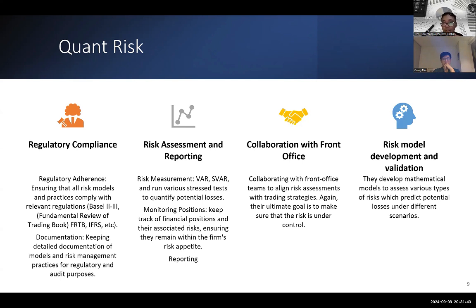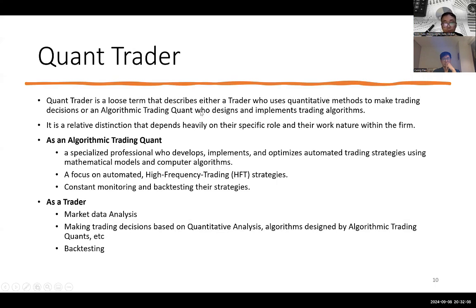And the last aspect of quant risk I would like to mention here, of course, when we talk about quant, it's very important that they develop risk models. They develop mathematical models to assess various types of risk, which predict potential losses under different scenarios. This is, I think, quant risk, to me at least, right?